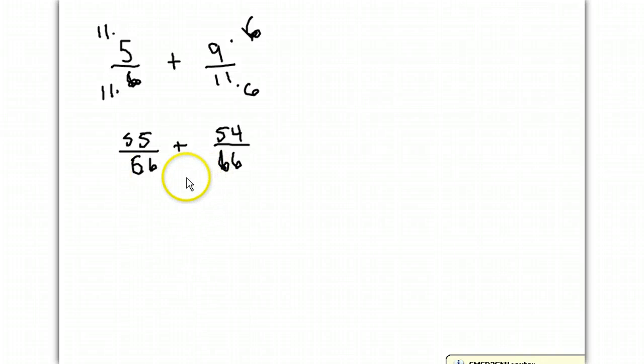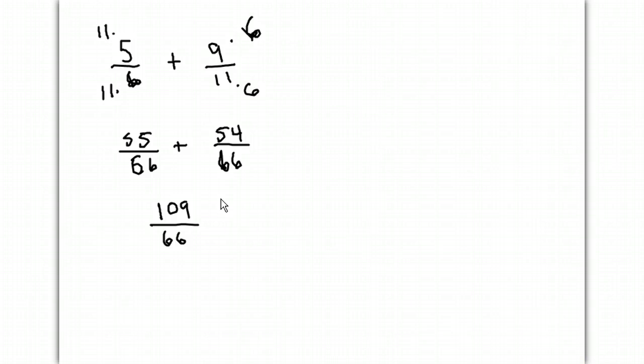And so now that the bottoms are the same, you would add the tops, and you will result in 109 over 66. And then you want to see if it can be reduced. 109 can't be reduced by 3, and it can't be reduced by 2, which are the only two numbers besides 6 that can go into 66. So therefore, this fraction is reduced.